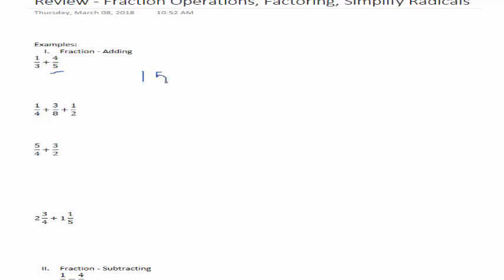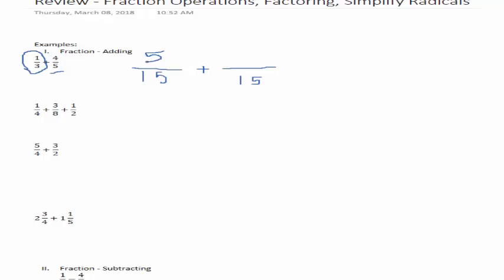So we want both denominators to be 15 without changing the value of the fraction. As far as 15, 1/3, 5/15 is the same as 1/3. How did I come up with 5? Well, I look at the denominator and I see that 3 has to be multiplied by 5 to get 15.